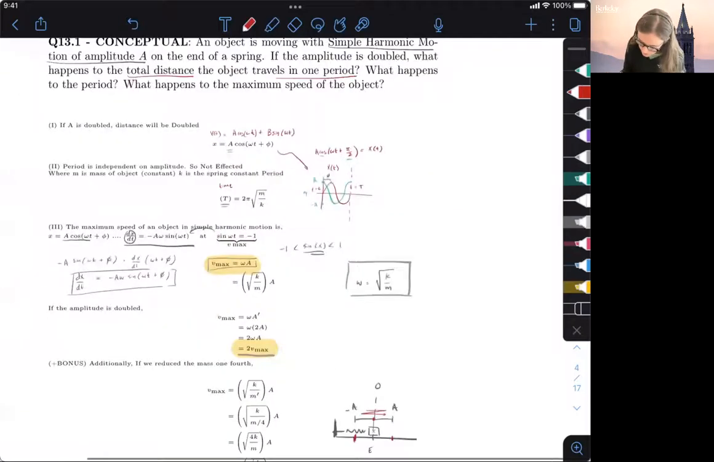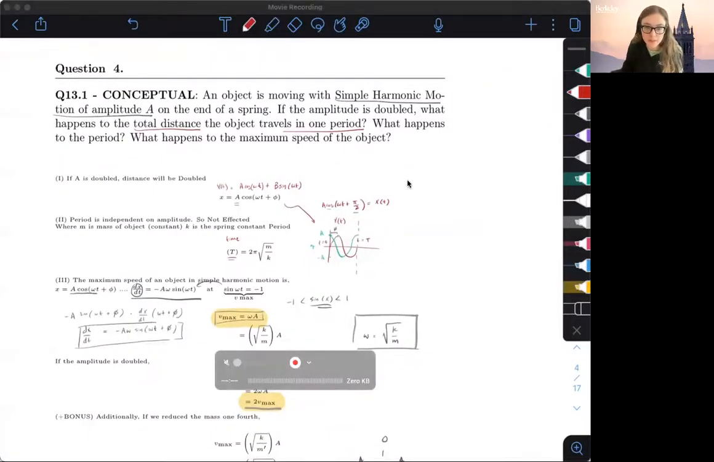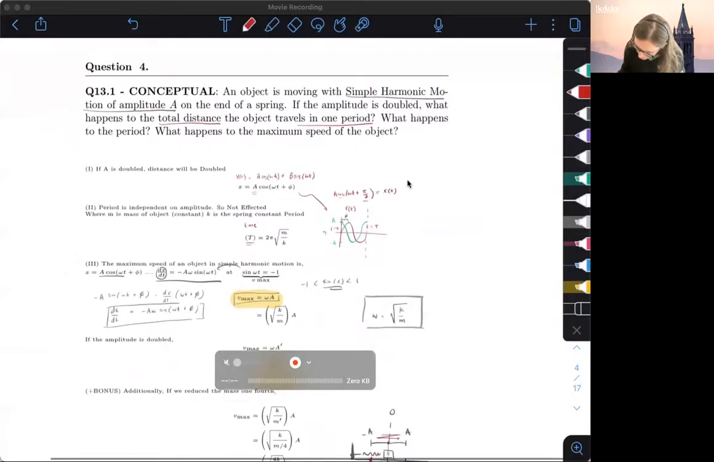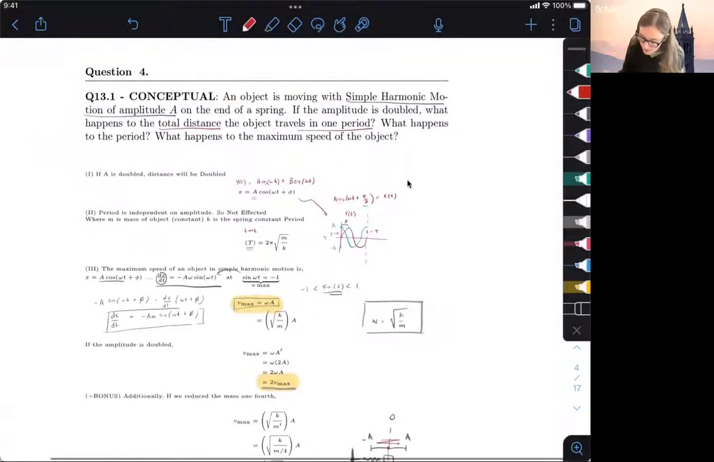Okay, so let's go ahead and move on to an actual problem where we're doing some math to solve. Let's see what the next one is here. Oh, yep, we're going to go through using some of these equations and how to apply them to some actual problems.